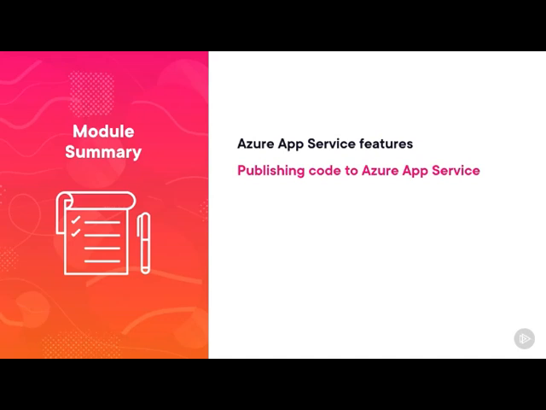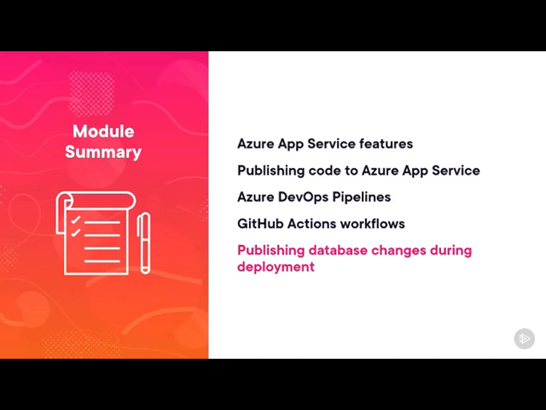Then we looked at continuous integration and deployment, using Azure DevOps pipelines and GitHub Actions workflows. And finally, you saw how to include database updates in your deployments by configuring GitHub Actions to generate an Entity Framework Core code-first migrations SQL script and deploy the changes during a GitHub Actions workflow run.